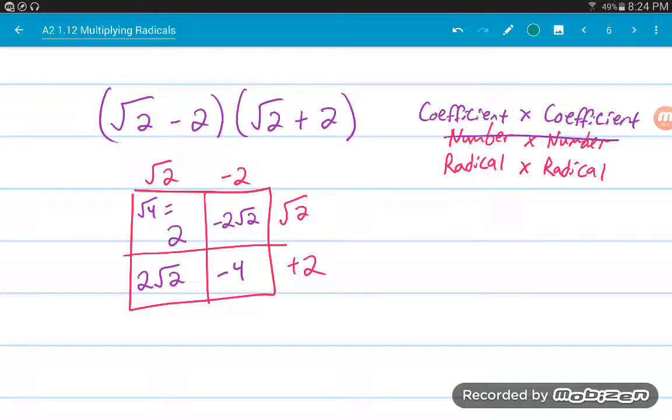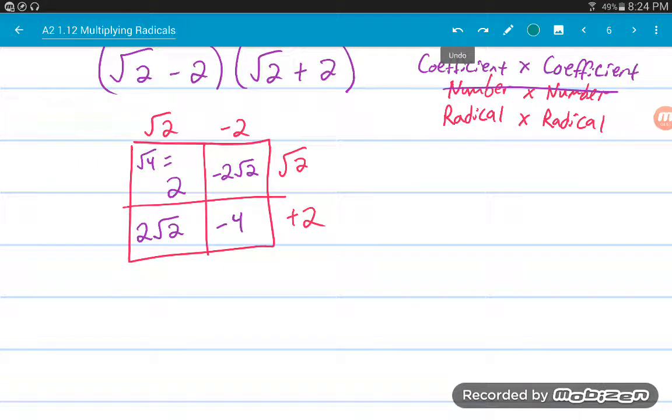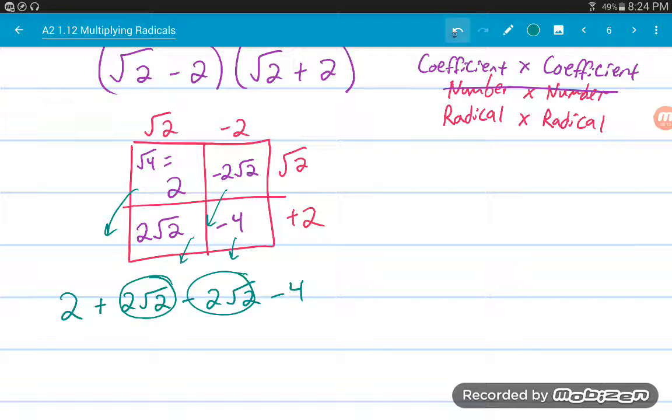Now the cool part about multiplying conjugates is, if they're actually conjugates, and you haven't made any mistakes, two of these terms should cancel out. They're exactly the same thing, but one's positive and one's negative. Let me pull these terms out first. I've got 2 plus 2 rad 2 minus 2 rad 2 minus 4. Now, what's 2 rad 2 minus 2 rad 2? 0. They cross each other out.